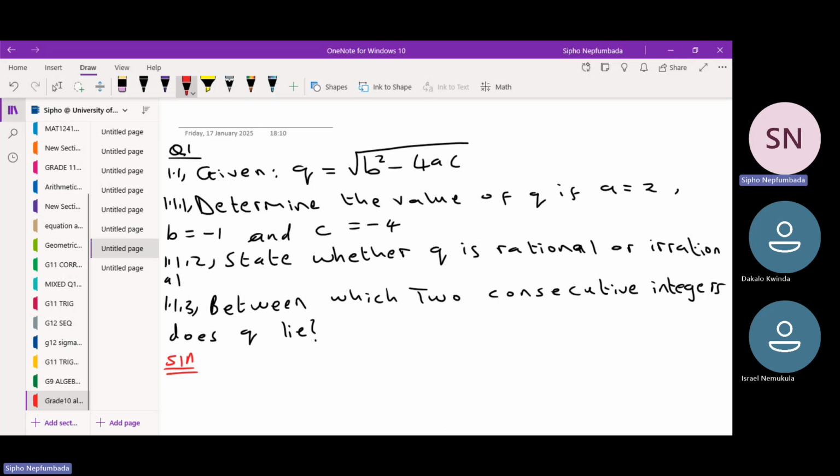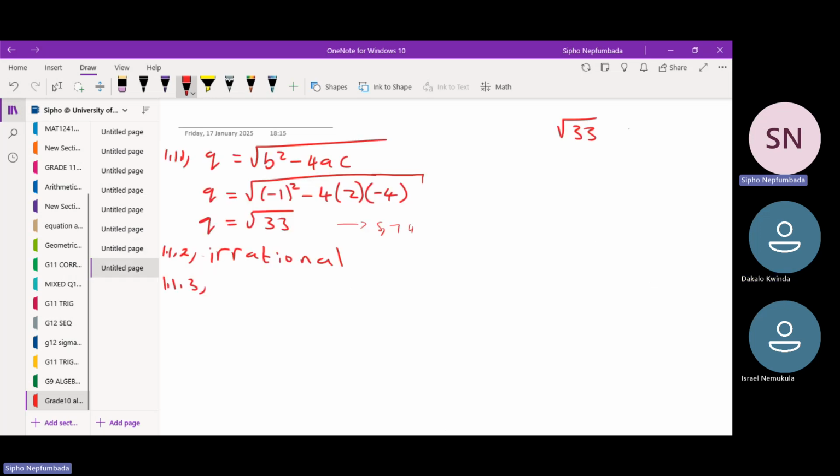The question says between which two consecutive integers does Q lie? So if we check, our value of Q is root of 33. So what you have to do is press the square root of 33 on your calculator and you say equals to, S to D. Then you will get 5 comma something.